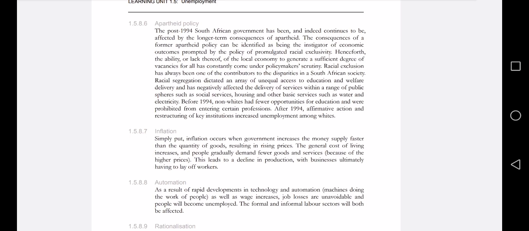Racial exclusion has always been one of the contributors to the disparities in South African society. Racial segregation created an array of unequal access to education and welfare delivery and has negatively affected the delivery of services within the public sphere such as social services, housing, and other basic services such as water and electricity. Before 1994, non-whites had fewer opportunities for education and were prohibited from entering certain professions. After 1994, affirmative action and restructuring of the key institutions increased unemployment among whites.